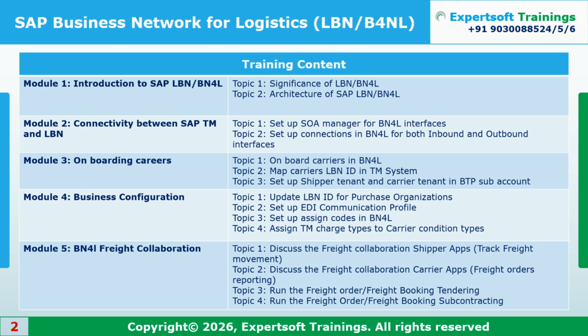Carrier has a sub account, shipper has a sub account. These sub accounts are into the functionalities of BTP. BTP has a concept of directories, accounts, and sub accounts. These sub accounts will have some apps and services subscribed to them. Each service, let's say shipper has one service, the shipper account.